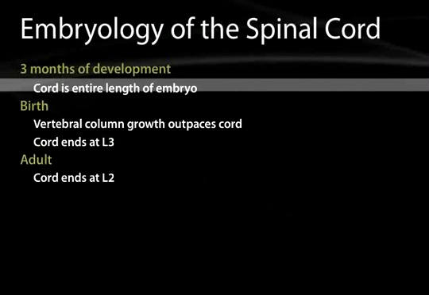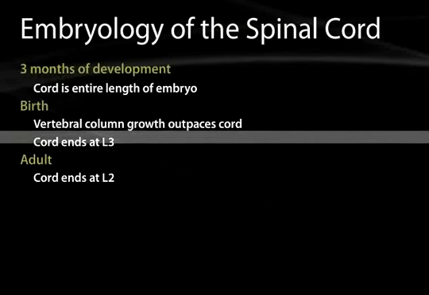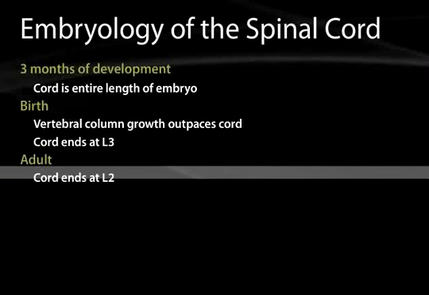At the time of birth, the vertebral column growth has way outpaced the growth of the cord. Therefore, the cord actually ends at a level of L3. And as an adult, the cord retracts further within the vertebral column as the vertebrae grow, and then the cord will end at about L2, L1.